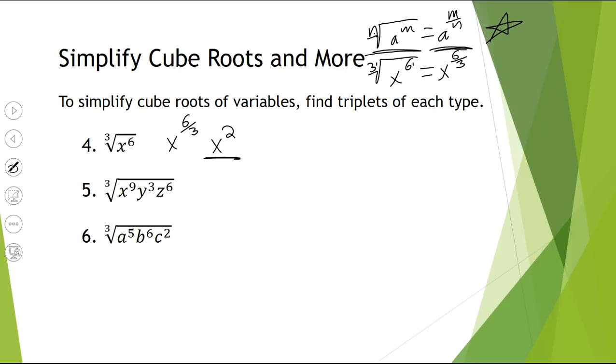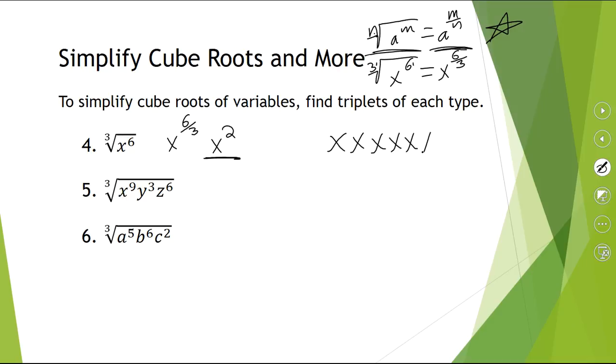The other way you can do it, besides using that rule, is to write all your x's out. We have 6 of them because it's x to the 6th power. Because we're taking the cube root, we're going to try to find groups of 3. I know pairs is not technically the right word, but we're going to find groups of 3. I have all 6 x's here, and I want to group them by 3s. There's a group of 3, there's another group of 3, and that's all I can make. I don't have any leftover x's, I just have 2 groups of 3, so that's where you get x squared.